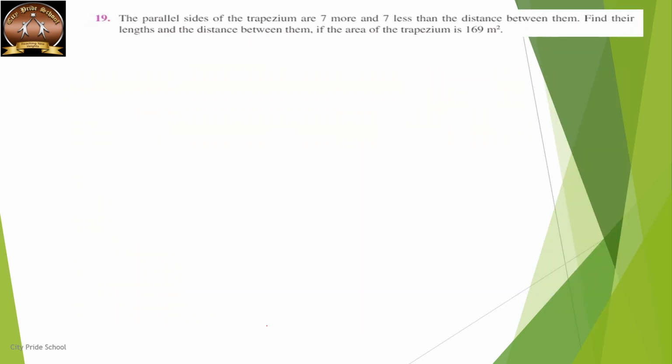Let us look into this problem. The parallel sides of trapezium are 7 more and 7 less than the distance between them. The distance between the parallel sides is height. Find the lengths and the distance between them if the area of trapezium is 169 square meters. Now, parallel sides are 7 more and 7 less than the height.